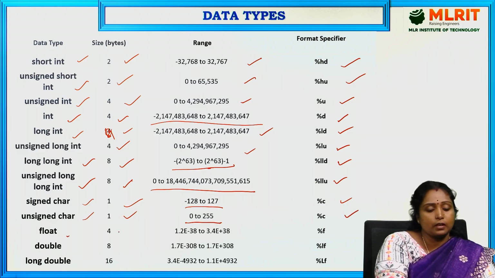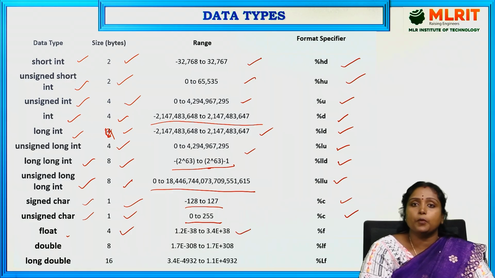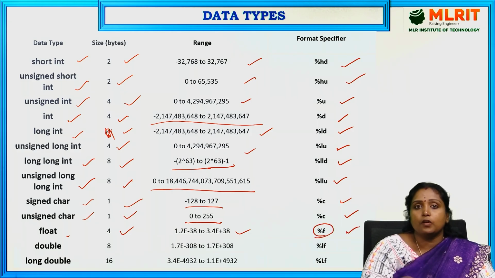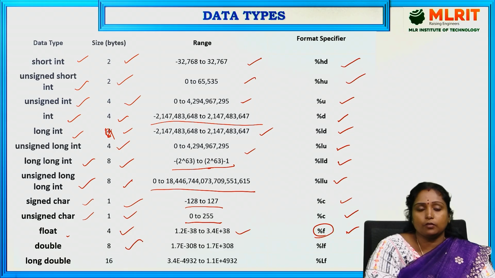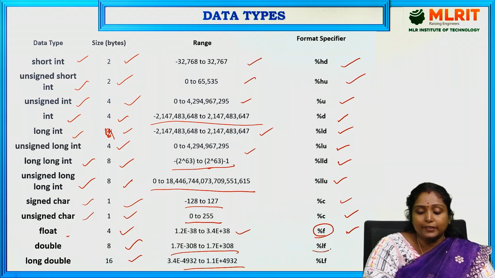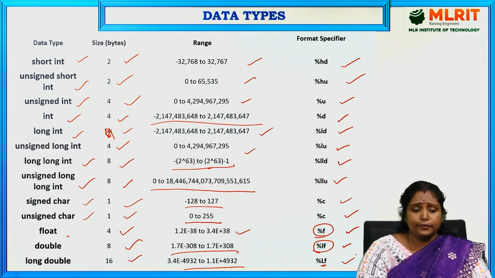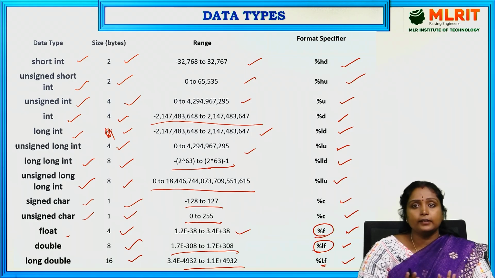Float 4 bytes of memory, 1.2 E minus 38 to 3.4 E plus 38, and %f is a format specifier. Double, it will store 8 bytes of memory. Long double, it will store 16 bytes of memory, and these are the ranges. And %lf is for double. For the long double, you have to use capital %Lf. So this table indicates the data types, their sizes, the range, as well as the format specifiers for each data type.